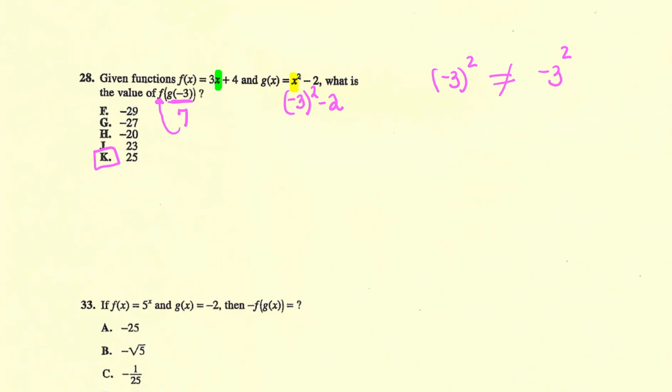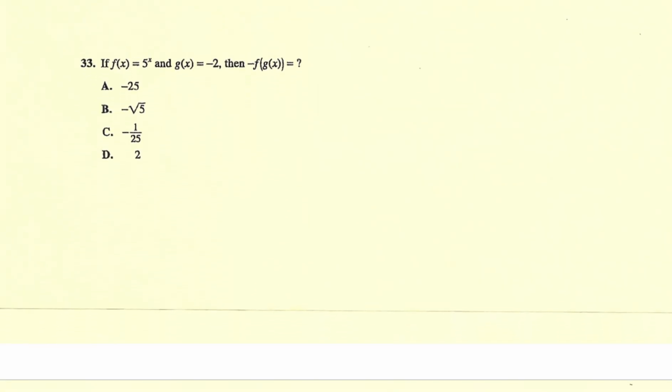All right, let's look at number 33. This one is telling me to take g of x and go put it into the f function. Well, g of x is a -2, so it's saying take a -2 and go put that into f. So I come over here, and where that x is, I'm going to put in a -2. So 5 to the -2nd power. Either you might know that the negative exponent sends that down to the denominator as 5 squared, or if you need to, you have your calculator.